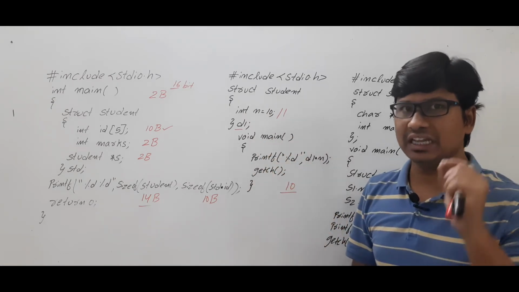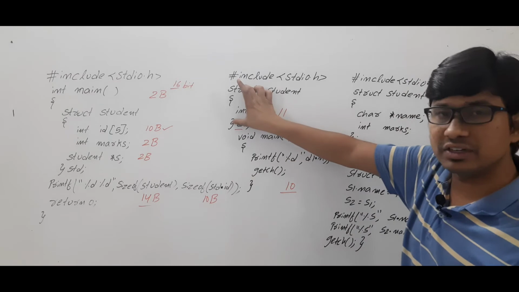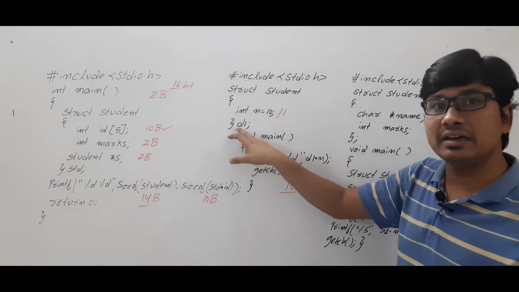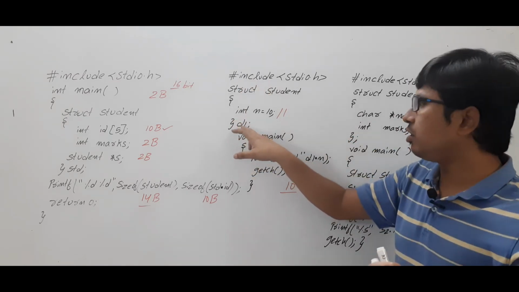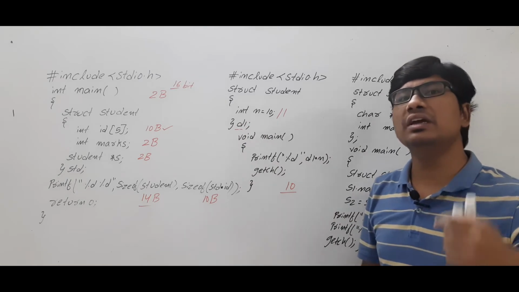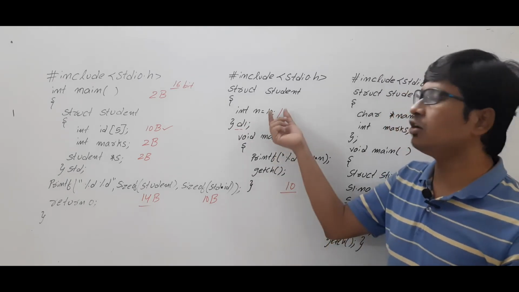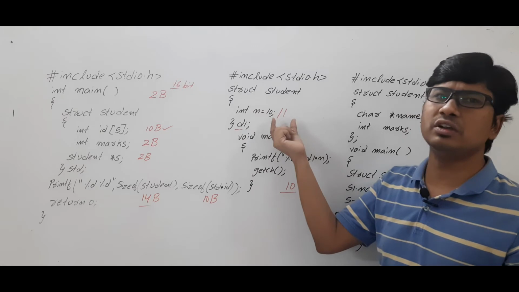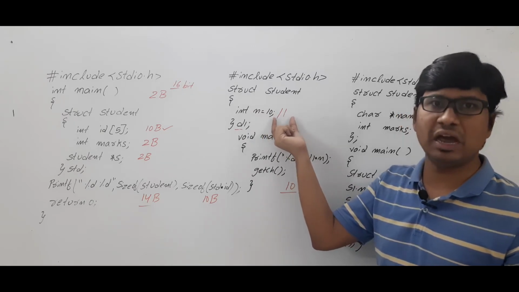That point I have clearly mentioned. This is the structure definition. Here you are declaring a member called d1. Unless you declare a variable called d1, the memory will not be allocated. If the memory itself is not allocated, how are you initializing the value 10?